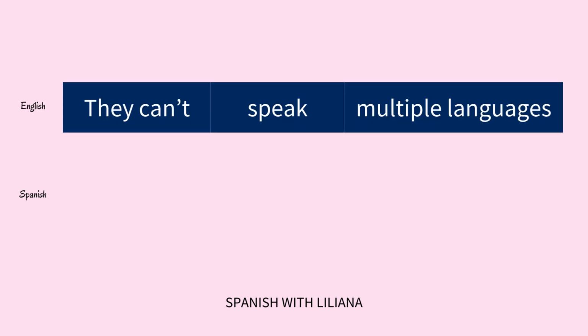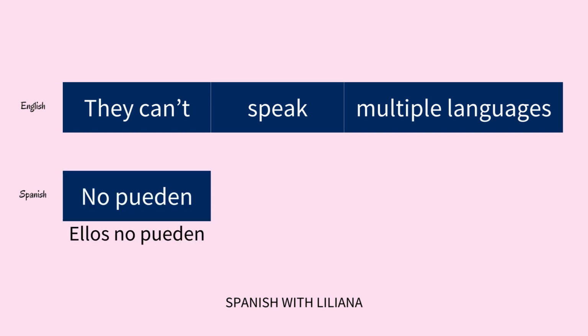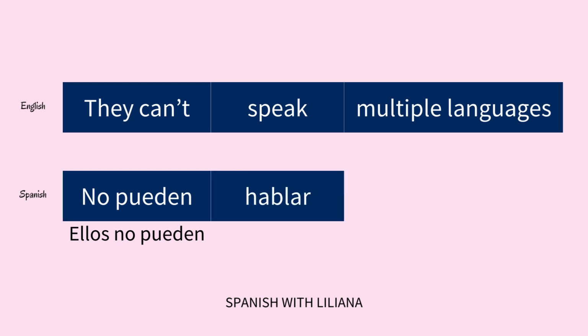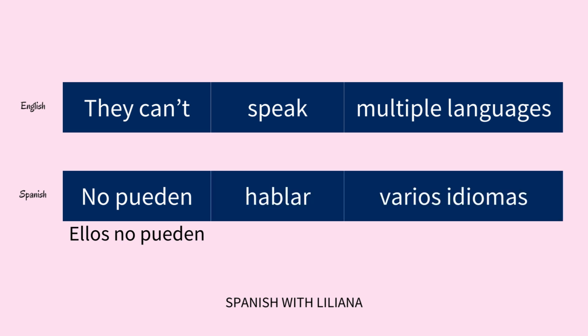Let's turn it into a negative sentence. They can't speak multiple languages. They is ellos, can't, no pueden. No pueden hablar varios idiomas. Ellos no pueden hablar varios idiomas. Or if we drop the pronoun, it would be no pueden hablar varios idiomas.